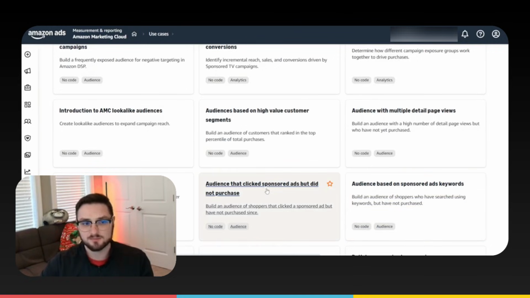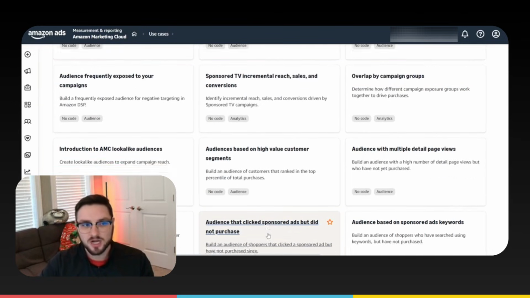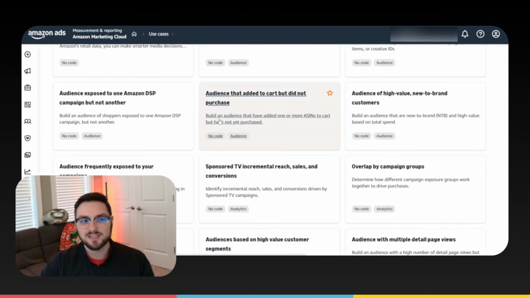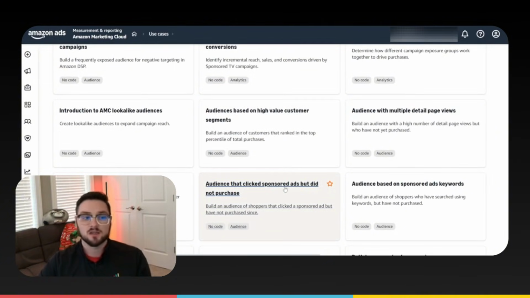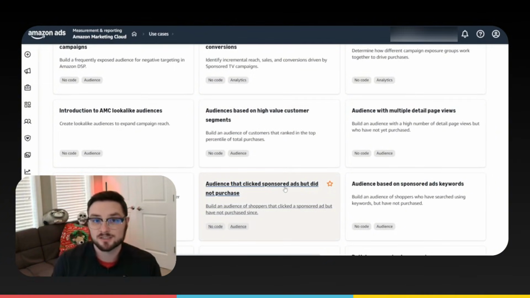Again, we have click sponsored ads, but did not purchase. This is another remarketing audience that I would probably throw into a similar campaign as the audience that added to cart but did not purchase. It's essentially an audience type that could potentially purchase your product. They were interested in that general thing, but they're probably looking around at a couple of competitors. So it's a great one to throw on there at the end of the day.